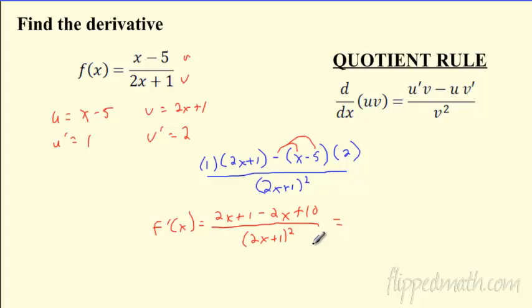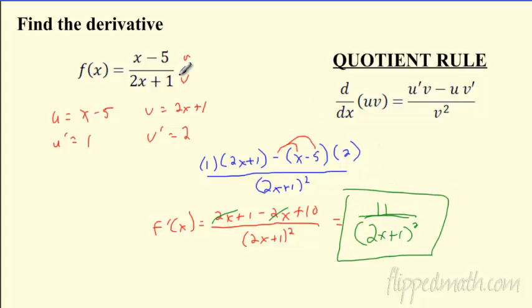The bottom, I'm not going to FOIL that out or expand that out, but on top, sometimes some nice things happen. What happens here, the 2x's actually cancel. So this is kind of cool. I'm left with 11 over 2x plus 1 quantity squared. Boom, there it is. So if you see a product, or if you see a quotient, chances are you can use quotient rule. Boom, nailed it.